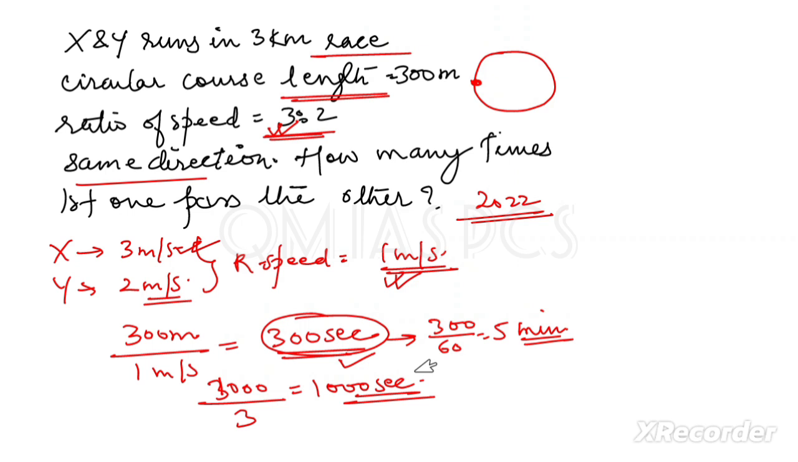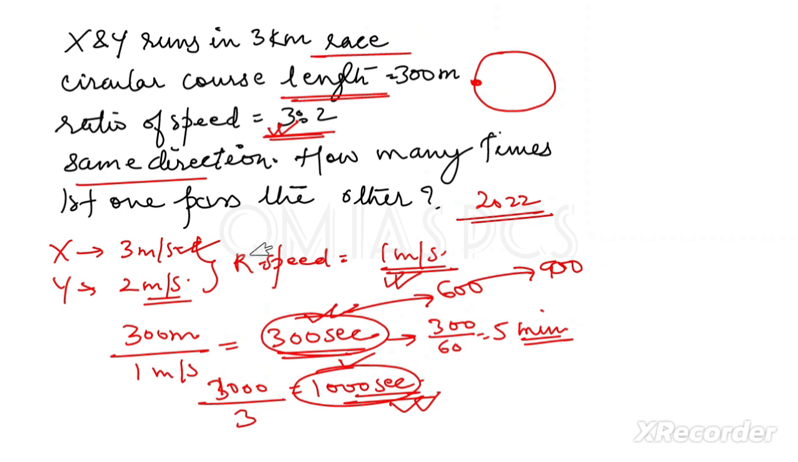Okay, so after 300 seconds that person is meeting that slower one. So within 1000 seconds, how many times will they meet? That means after 300 seconds they will meet, after 600 seconds they will meet, after 900 seconds they will meet. After 900, what will be the value? It will be 1200, but in 1000 seconds that race will be completed.